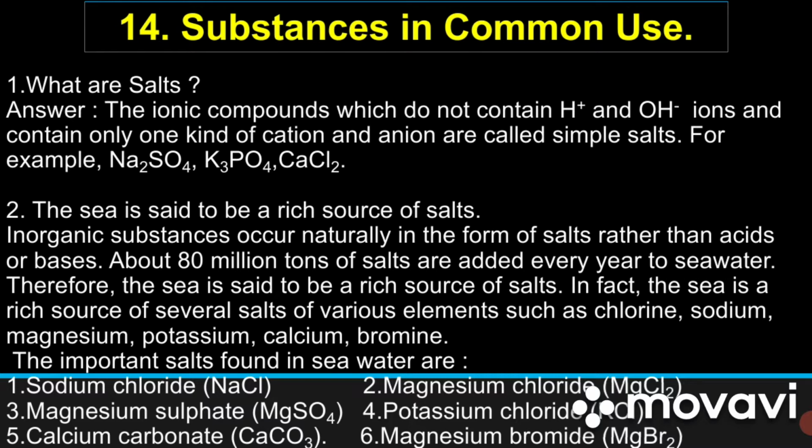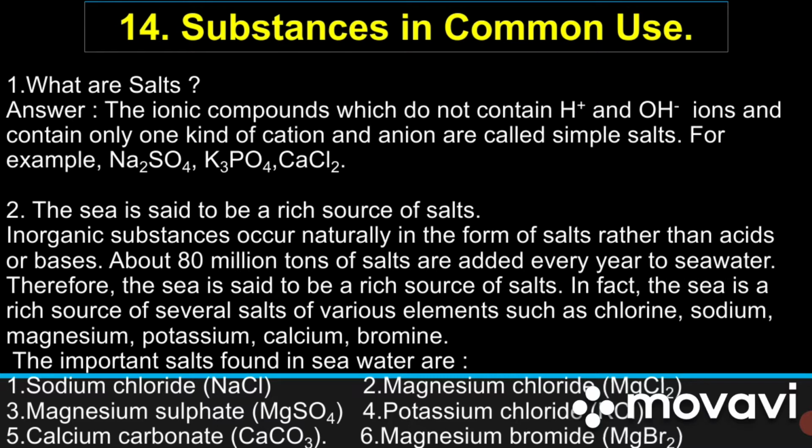The sea is said to be a rich source of salts. Inorganic substances occur naturally in the form of salts rather than acids or bases. About 80 million tons of salts are added every year to seawater. Therefore, the sea is said to be a rich source of salts.